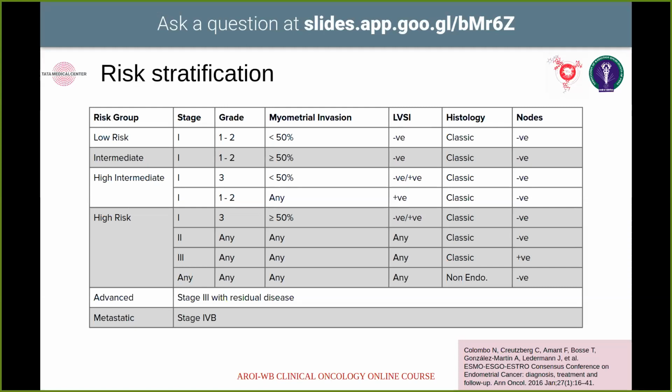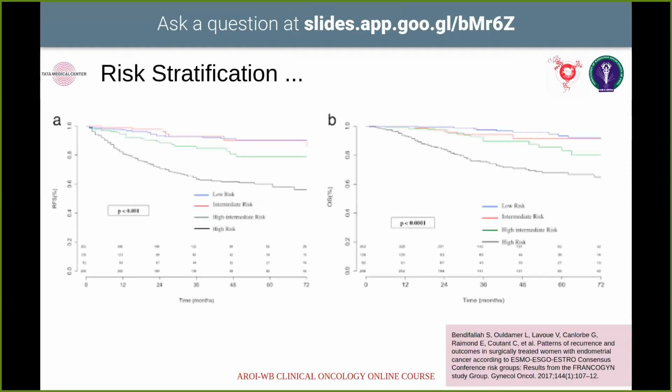Now, it is important to understand these risk groups because the type of therapy that you will give to these risk groups differs. Finally, we come to the advanced disease, which basically includes stage 3 with residual disease and metastatic disease, which includes stage 4. However, before we go in there, let's look at what is the implication of this risk stratification.